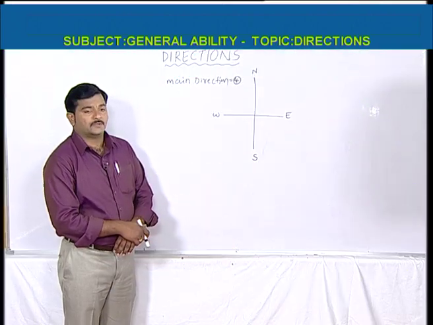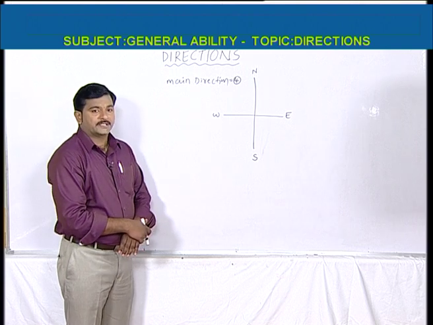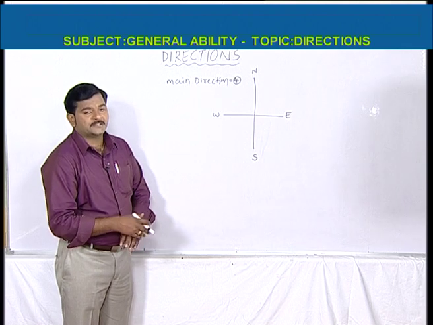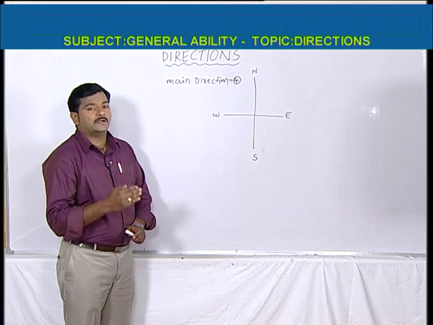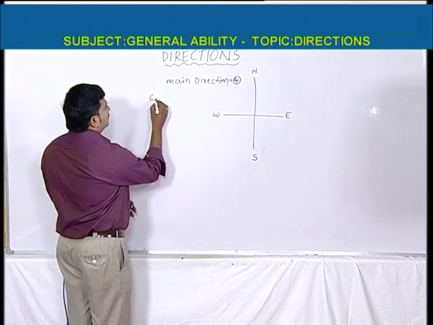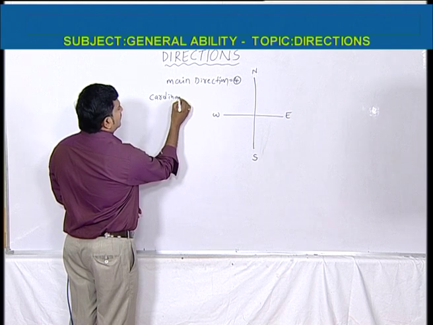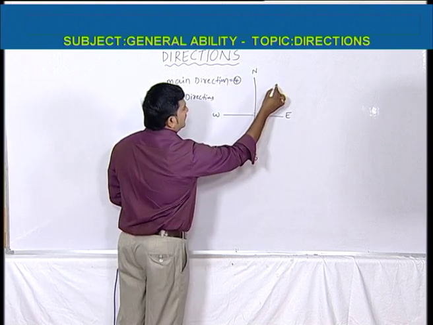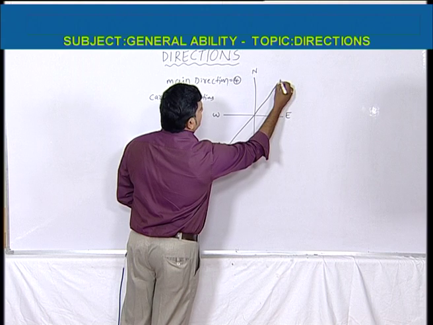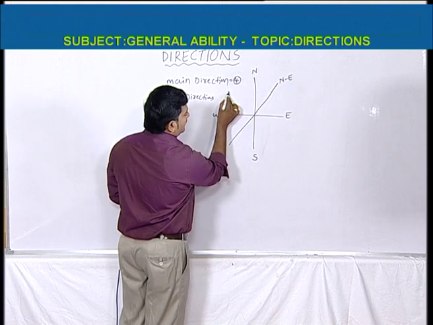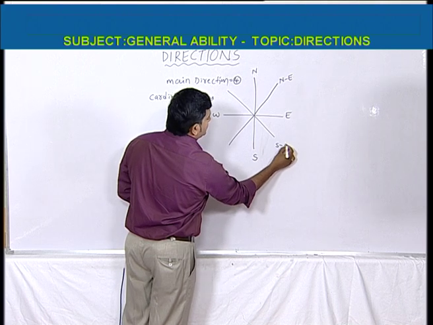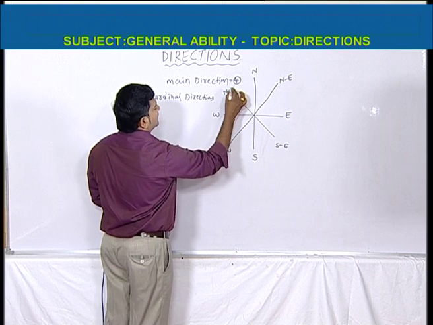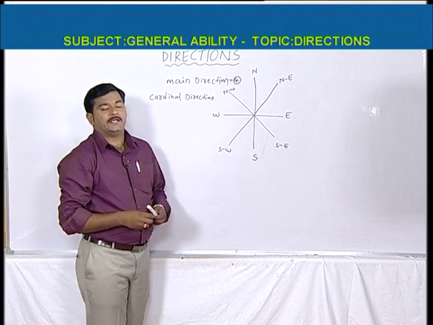Directions are mainly four, as we already know: north direction, east direction, south direction and west direction. Apart from these four main directions, we have another four cardinal directions. The four cardinal directions are: northeast direction, southeast direction, southwest direction, and finally northwest direction. So altogether we have 8 directions.